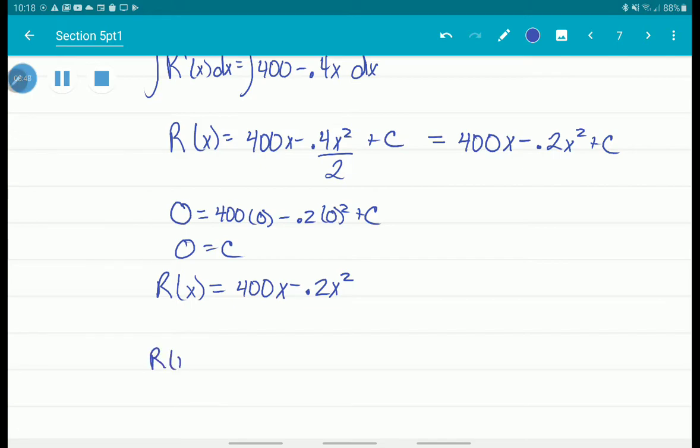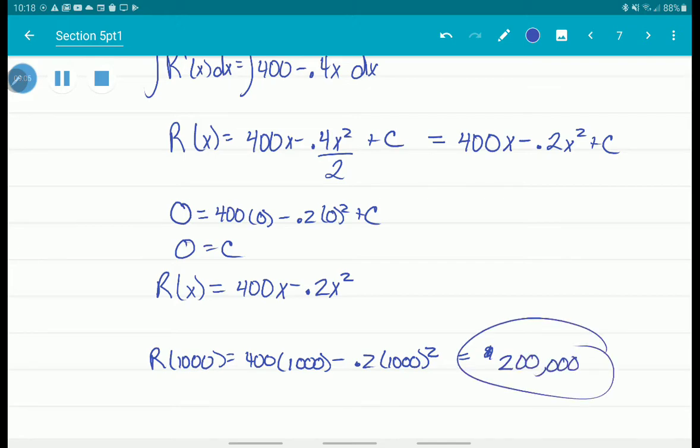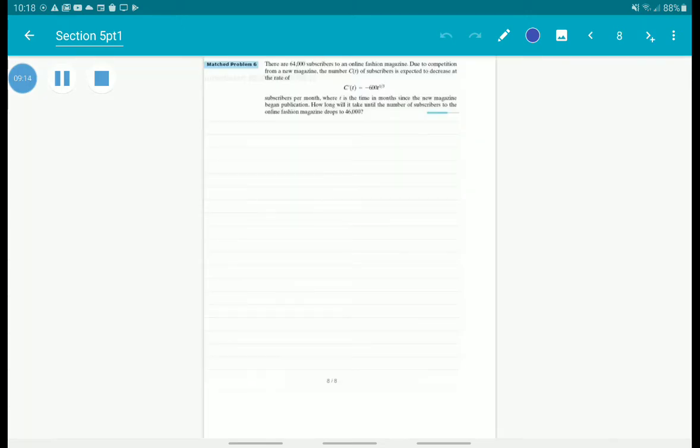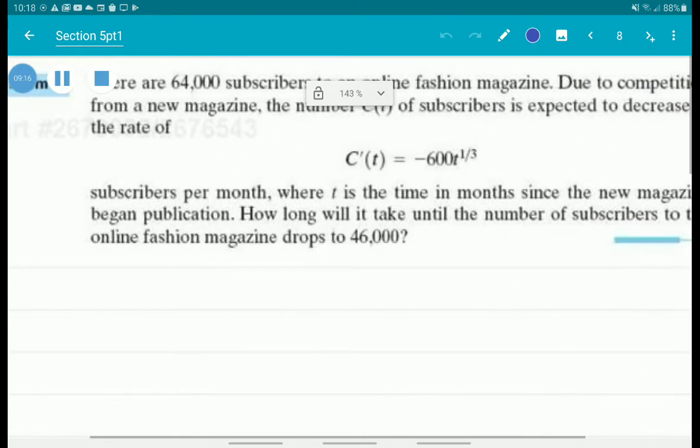Now they're asking us, what's the revenue if we produce 1,000 units? So we're going to substitute in 1,000. And that's going to give us 200,000. So we would have $200,000 for revenue if we produce 1,000 units. Then let's look at one more problem.